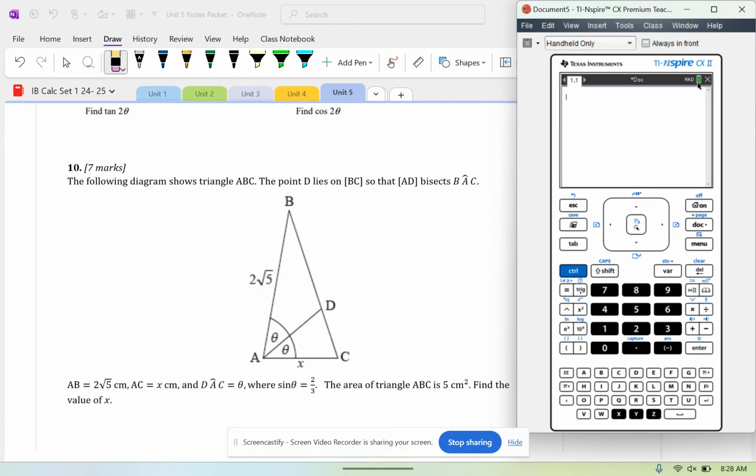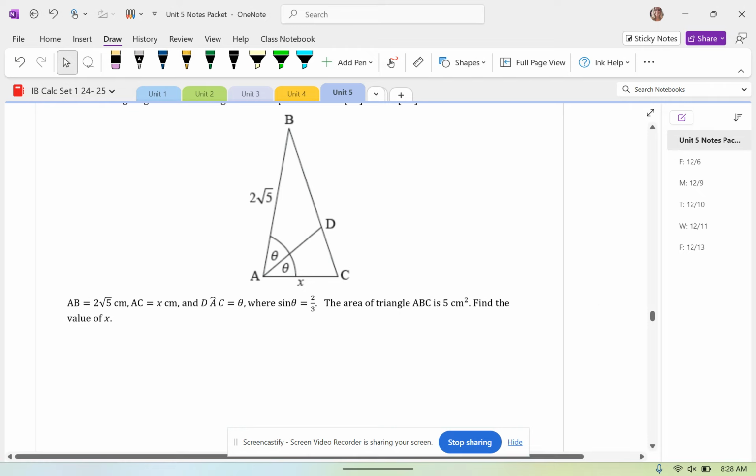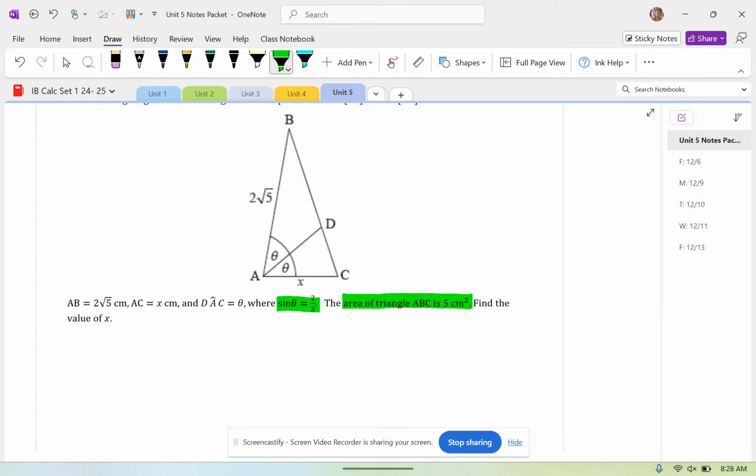Hey guys, so this one says the following diagram shows triangle ABC. The point D lies on BC so that AD bisects angle BAC. AB is equal to 2 rad 5, AC is equal to x, angle DAC is equal to theta, where sine of theta is equal to 2/3. The area of triangle ABC is 5 centimeters squared. I feel like this is my only really useful clue, and possibly this. So find the value of x.